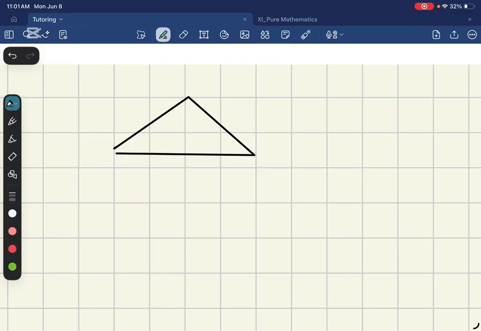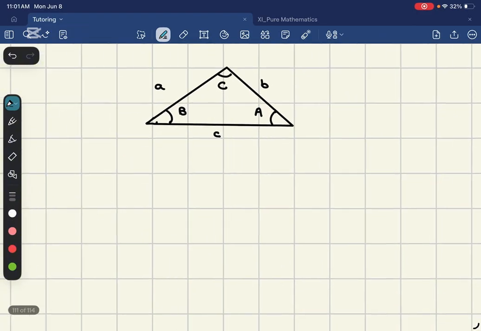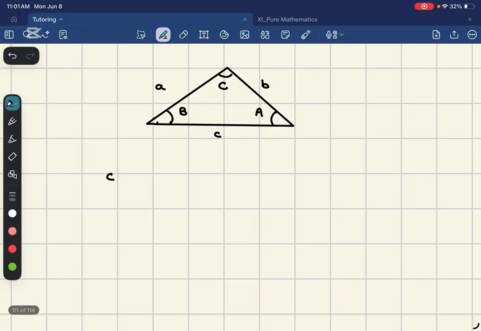So I'm going to redraw our upper triangle. This is A, the angle opposite to side A is angle A. If this is B, the angle opposite to side B is capital B. If the angle is C, the side opposite to it is going to be C, right? And the cosine rule tells us that small c squared is A squared plus B squared minus 2AB cosine of C.